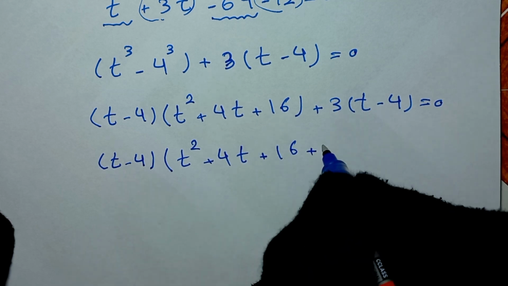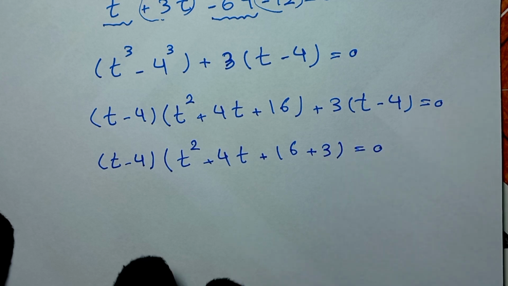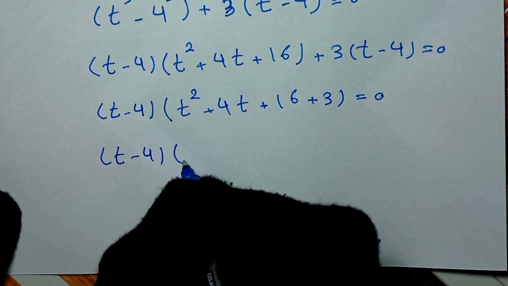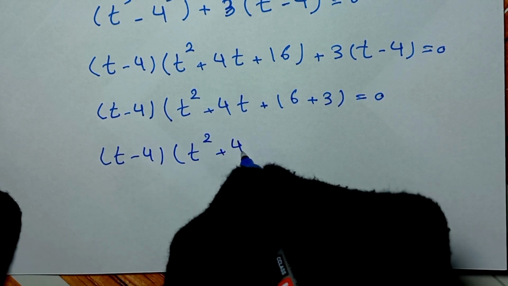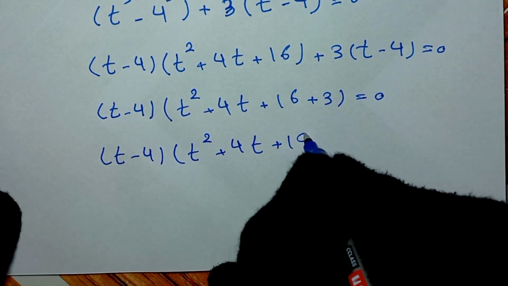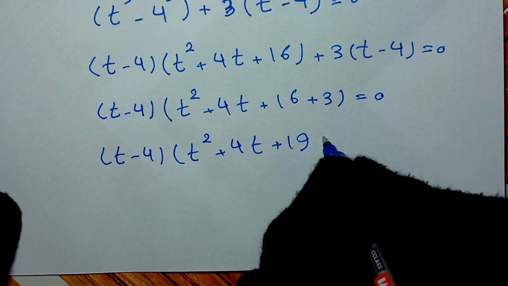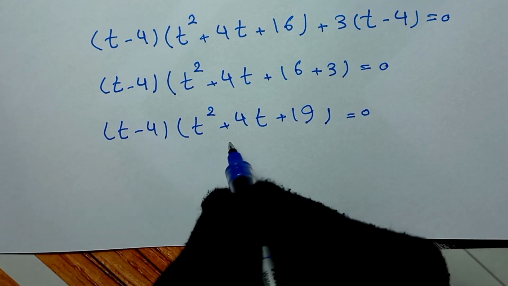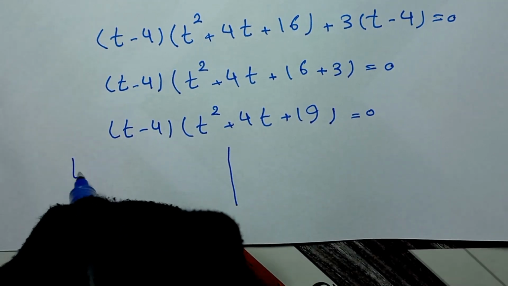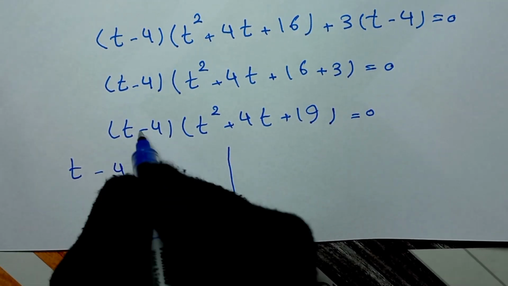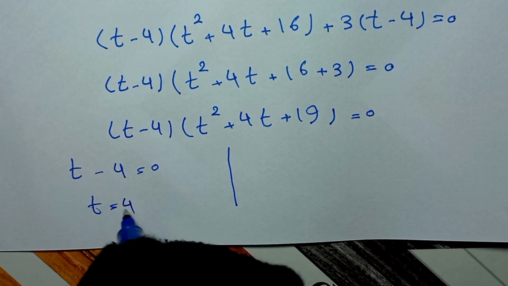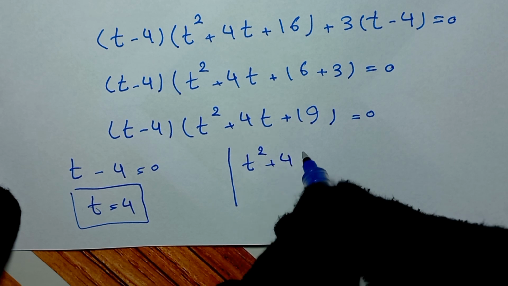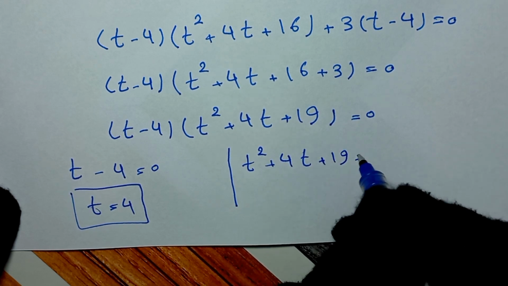it will be 3 plus 3, is equal to 0, and it will be t minus 4 times t squared plus 4t plus 19, right, is equal to 0. And here we have two solutions for t. T minus 4 is equal to 0, and from here t is equal to 4, or t squared plus 4t plus 19 is equal to 0.